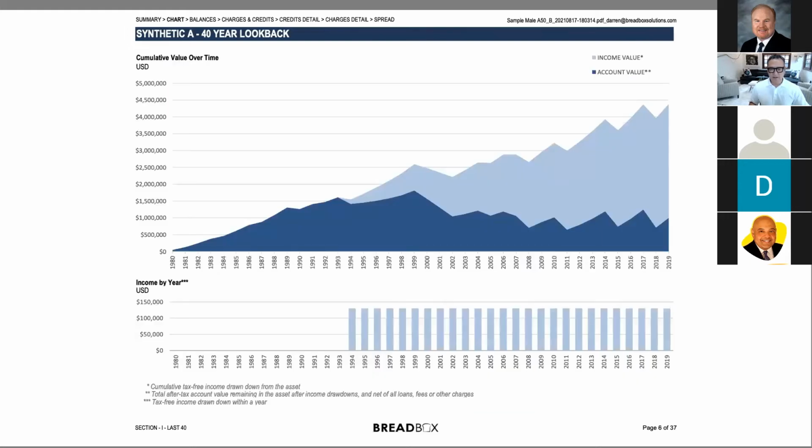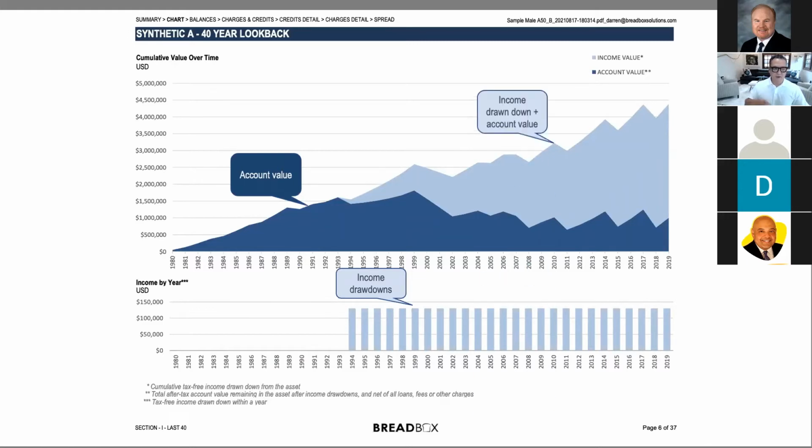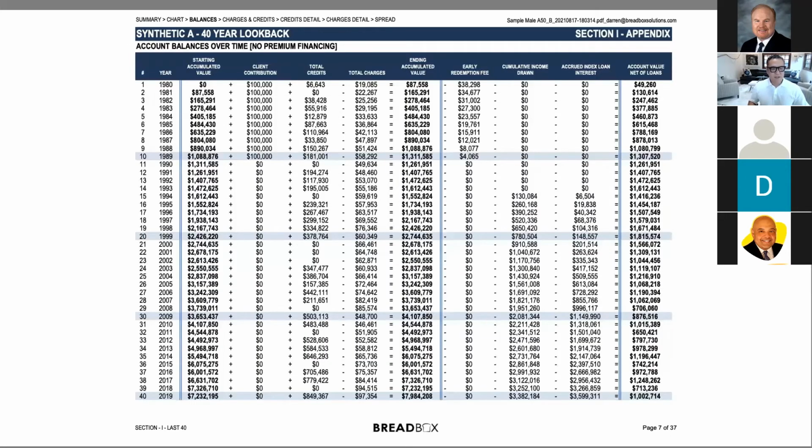Here's the same thing we're looking at here, just in a different depiction. Cool little graphs. We got the income drawdowns. We got the account value in the dark blue section there. And then the light blue crest as we go up the ladder there, that is the total income, the cumulative income drawn down on top of the account value in each one of those years. So real basic. If the client wants to dig a little deeper, we actually have a ledger here. Again, this is the most recent 40-year look-back period. Again, we have $100,000 in contribution going in.